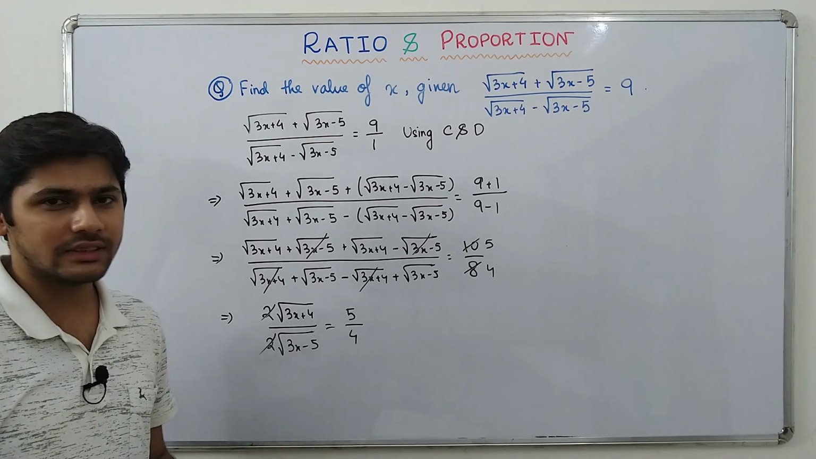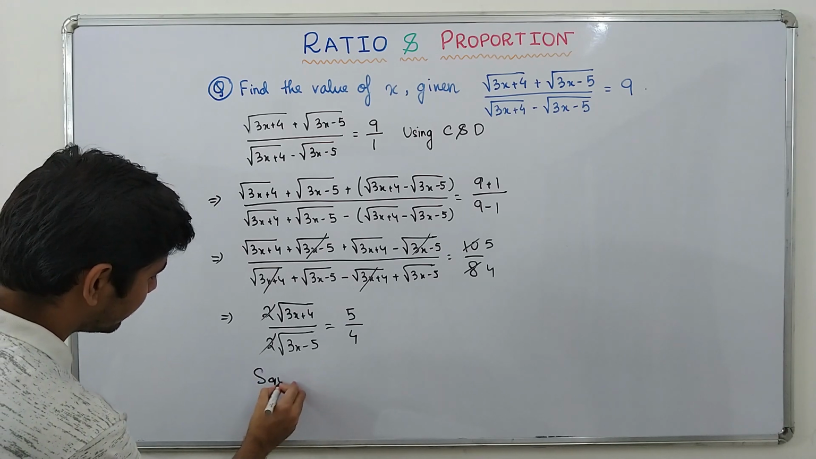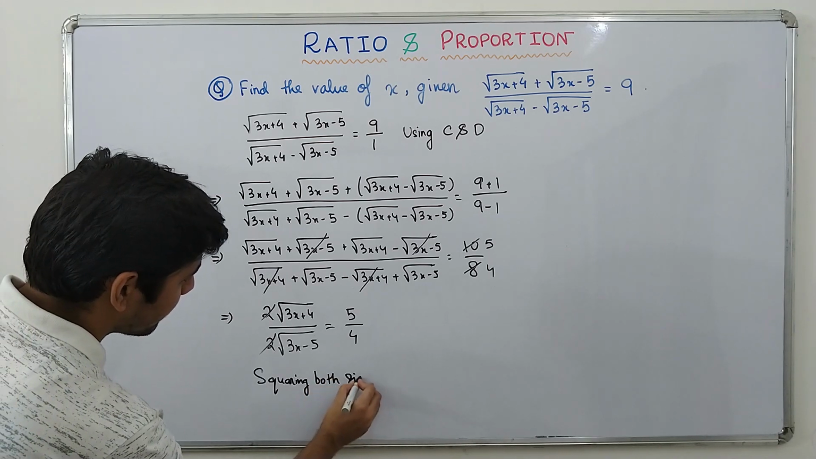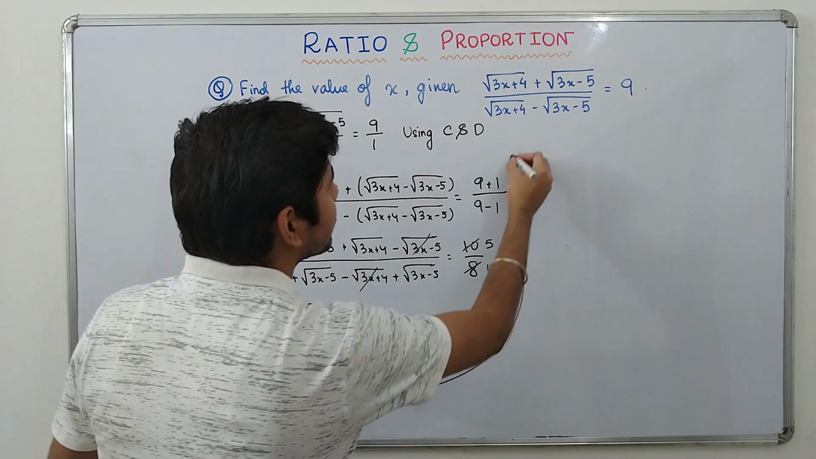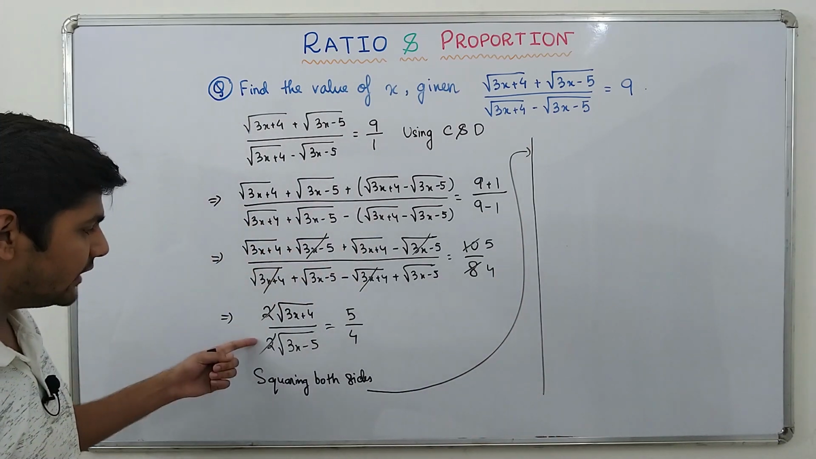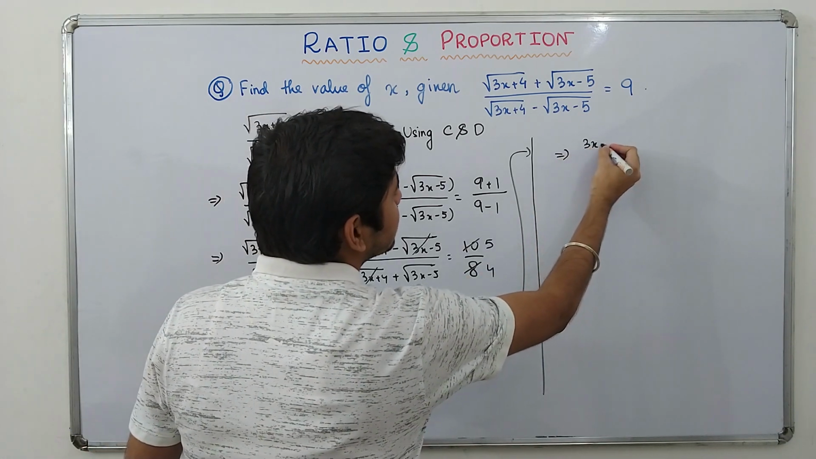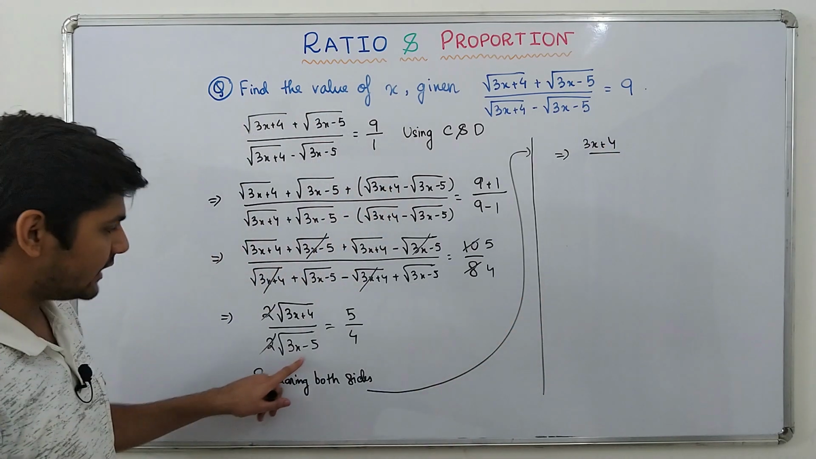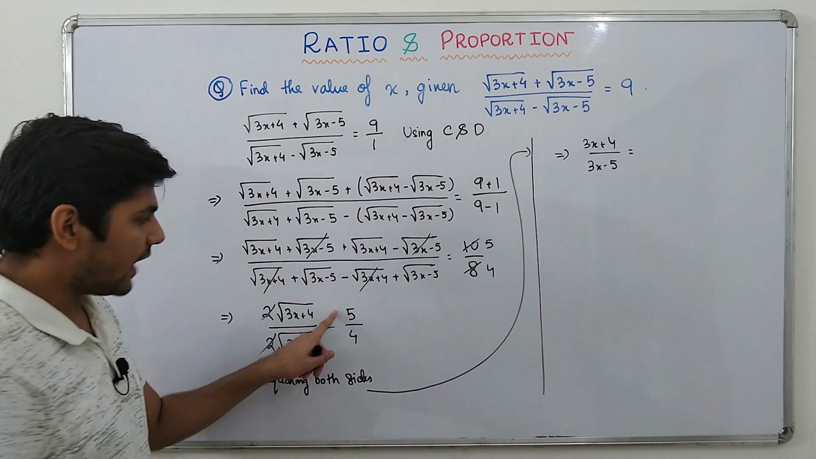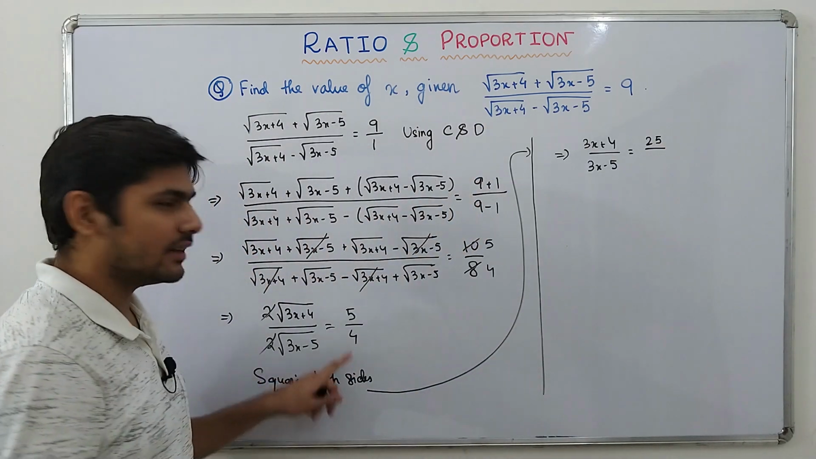Now let's square both sides because we have done too much root over. After squaring both sides, what will we get? This root and this root will get cancelled out because of the square. So we will get (3x+4)/(3x−5) is equal to 5 square, that's 25, by 4 square, that is 16.